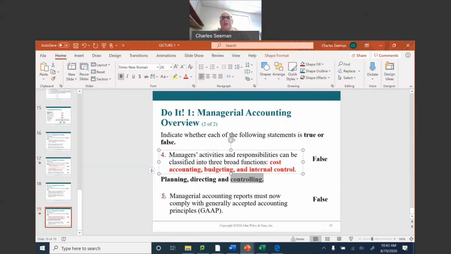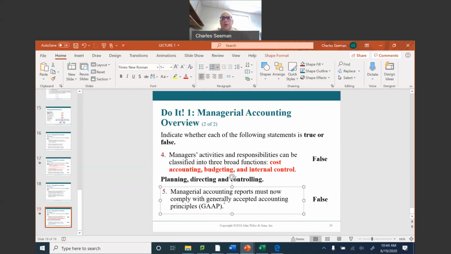Managerial accounting reports must now comply with generally accepted accounting principles. That is false. There are no rules in managerial accounting. No set of rules that need to be followed in managerial accounting.